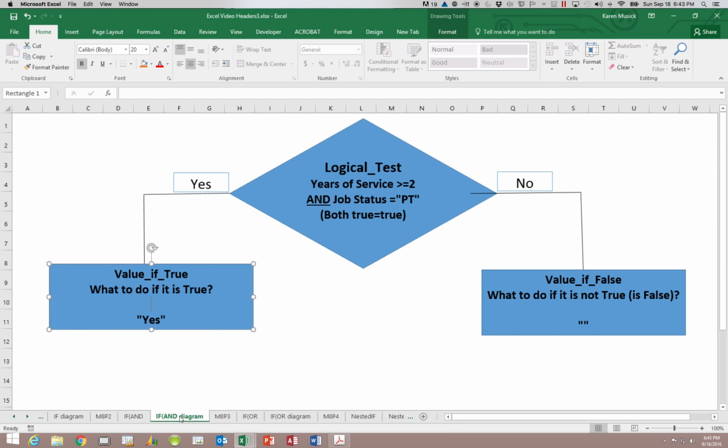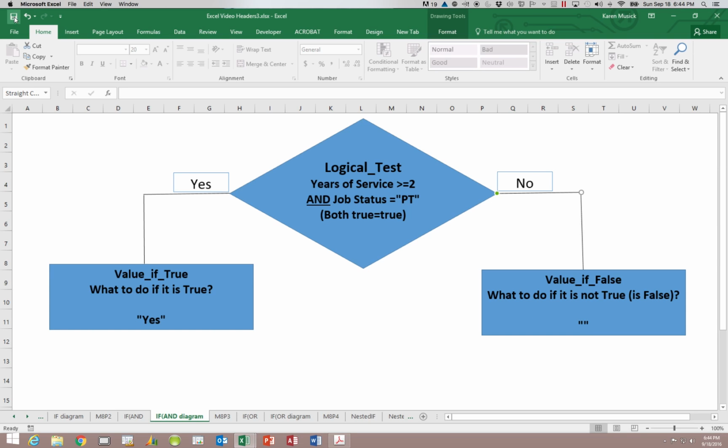If that is the case, we're going to come down the yes side or the true, and we're going to type the value of yes. Again, since this is text, it must be in quotes. If either of these tests are not true, then we're going to go down the no side, and we're going to put a blank cell as the answer.